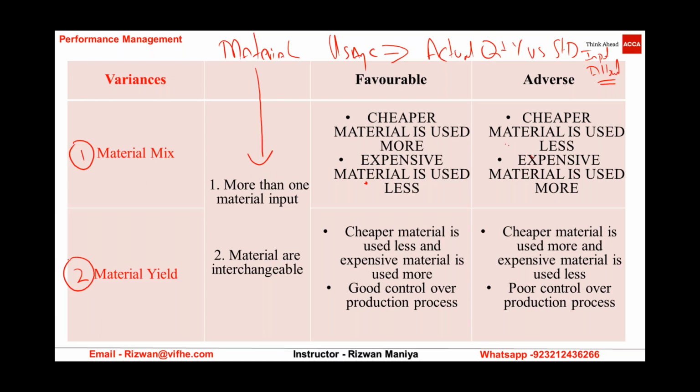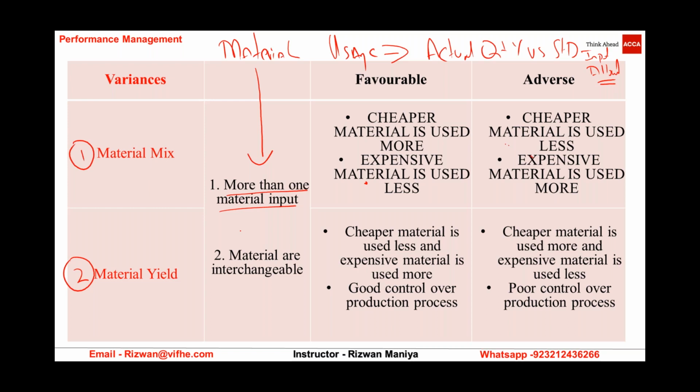will only be bifurcated into material mix and yield variance when more than one material input is used. This means you are producing a product, and in that product you require two types of material, three types of material, four types of material. For example, you are producing a cake. In a cake, you require eggs, sugar, and flour. These are the different ingredients that you actually use in producing a cake.